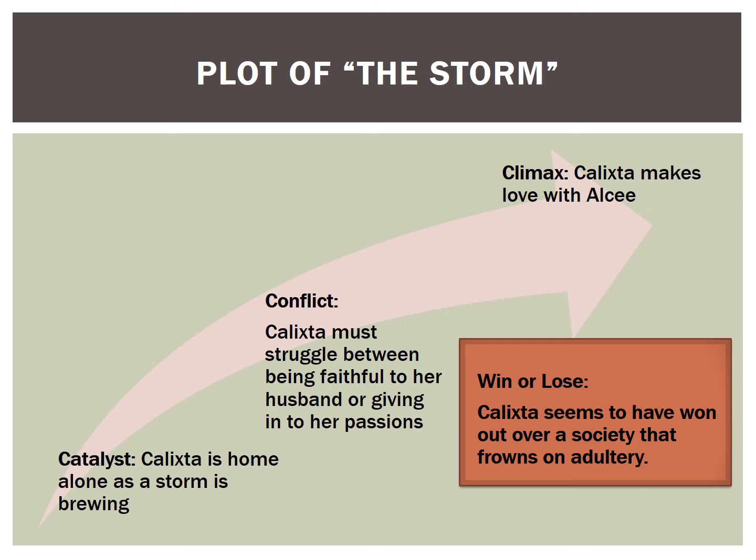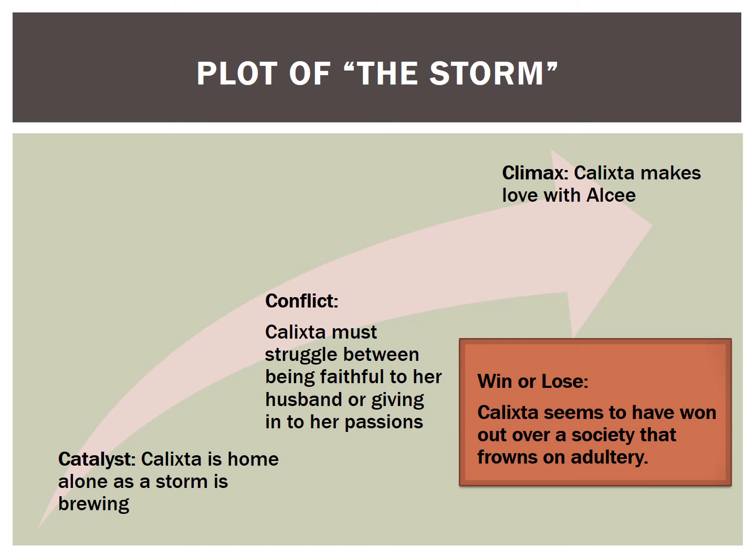In The Storm, the catalyst is that Calixta is home alone as a storm is brewing. Her husband decided to go to the store, but there happens to be a storm coming. That storm's causing a lot of problems. Which also, who blows in but Alcée?